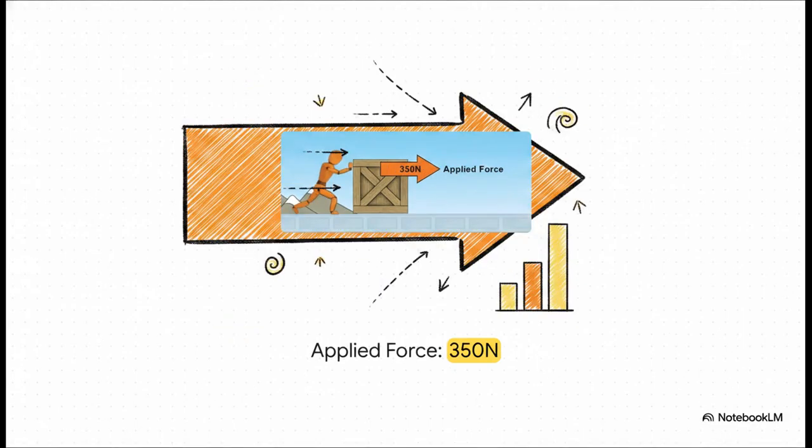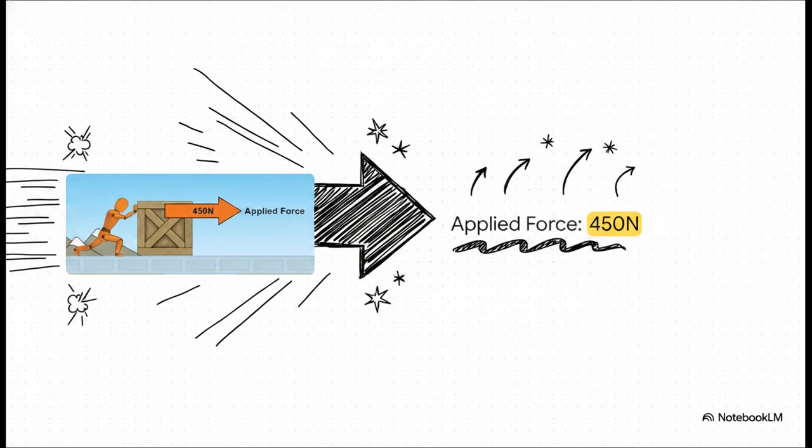It's speeding up way faster than it was just a moment ago. Pushing even harder now. We're up to 350 newtons of applied force. The arrow representing our force is getting quite a bit larger. And corresponding directly with that, the acceleration of the crate is climbing higher and higher. And finally, a massive push of 450 newtons. The crate is accelerating at a really high rate now.